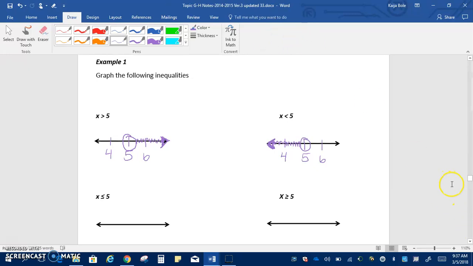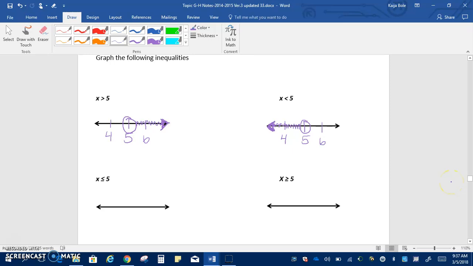Our next one here, we have x is less than or equal to 5. Again, we're going to have our 5 in the middle, then 6 and 4. Less than or equal to, now we are going to have a closed circle, because of that equal, because we can include that 5. And because it's less than, that means we're going to shade everything to the left, which is smaller than 5. And then our last one, we have x is greater than or equal to 5. So we have our 5 in the middle, 6 on the right, 4 on the left. We're going to have another closed circle because of that equal to. And because it's greater than or equal to 5, that means we're going to shade everything to the right.